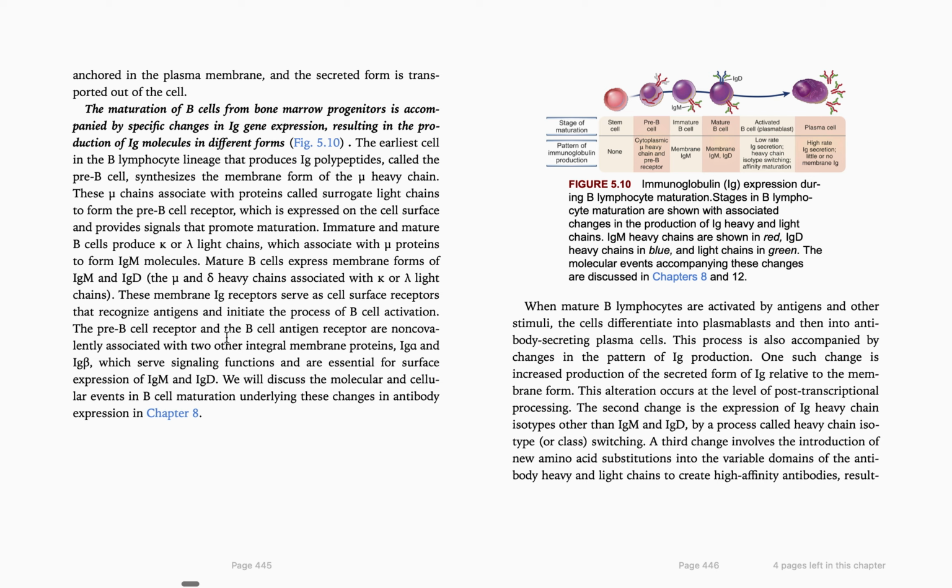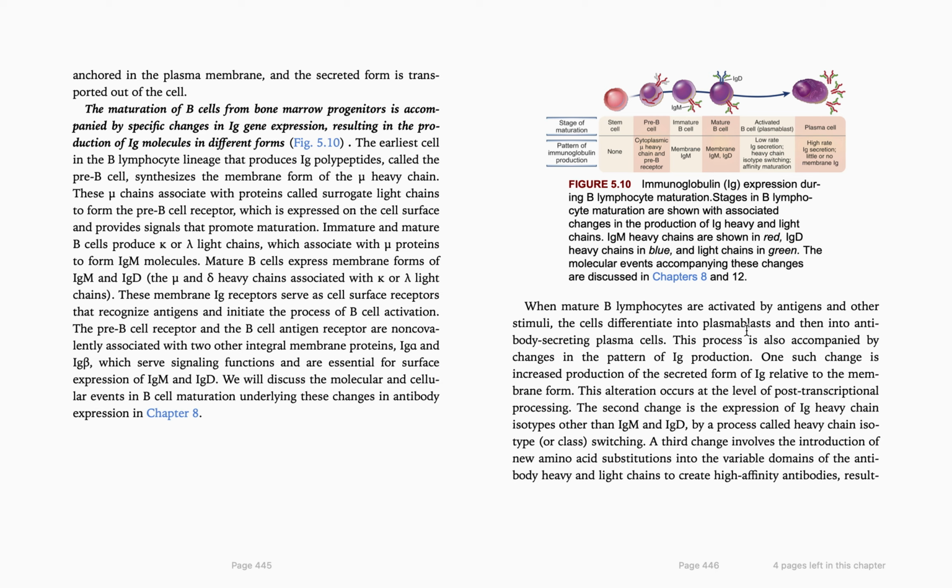The pre-B cell receptor and B cell antigen receptor are noncovalently associated with two other integral membrane proteins, Ig alpha and Ig beta, which serve signaling functions and are essential for surface expression of IgM and IgD. We will discuss the molecular and cellular events in B cell maturation underlying these changes in antibody expression in chapter 8.